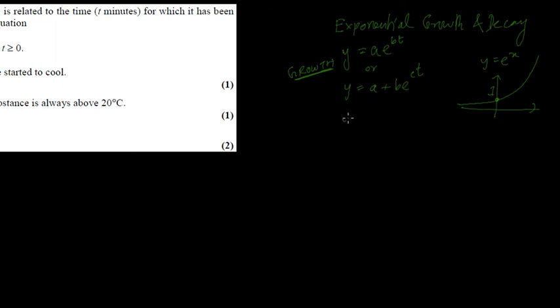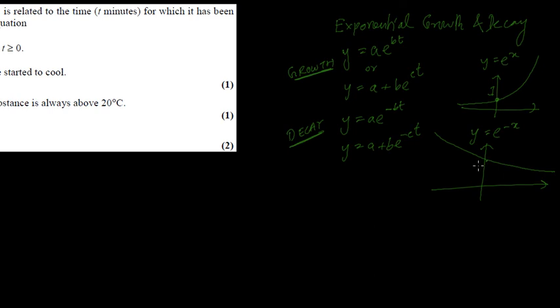Now for decay, it is going to be y equals a e to the power negative this. When you have a negative t, it's a decay, or it could be a plus b e to the power minus c t. That's a decay. Decay corresponds to the sketch of y equals e to the power minus x. It's a transformation of f of minus x. That means it's a reflection in the y-axis, and it looks like this. You just reverse this. Let me draw it a bit more properly. If you reflect this in the y-axis, it looks like this. So this is what it looks like.